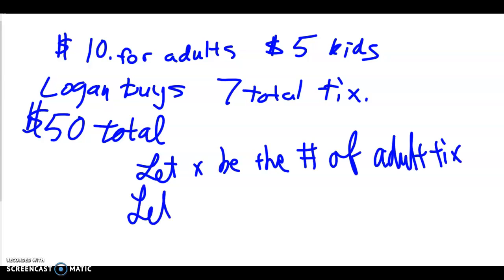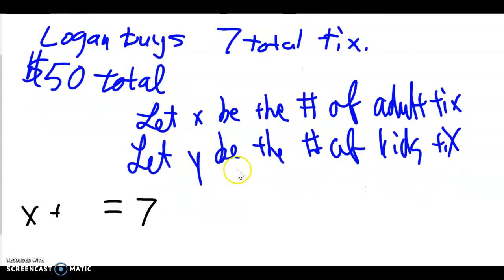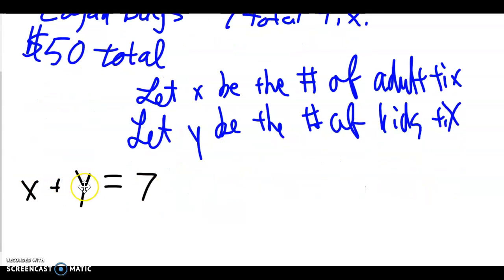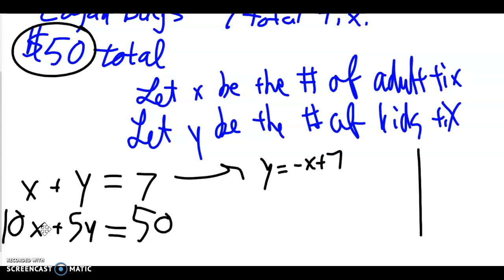Let x be what you don't know. You don't know how many adult tickets he bought, and you don't know how many kids tickets he bought. Then we end up getting our equation. Number of tickets plus the other number of tickets for the kids equals 7. Think about it. If you had the pile of tickets, it's adult and kids added together is 7. And then the other one is $10 for every one of those. I don't know how many adults. So 10x plus 5y equals 50.